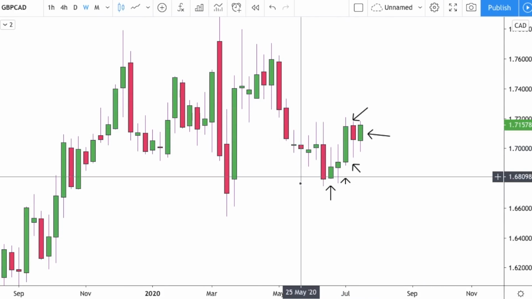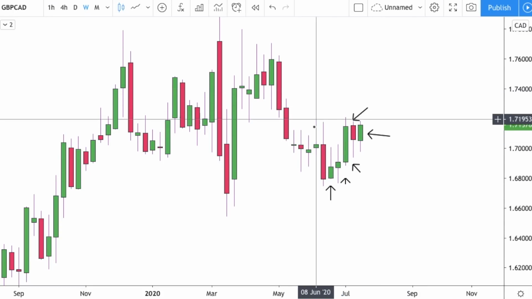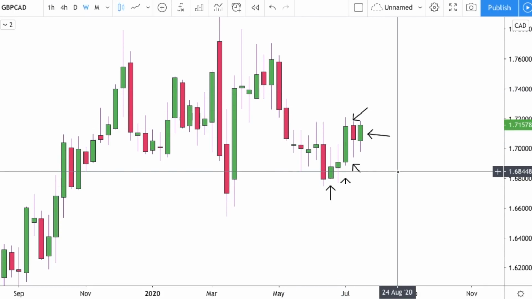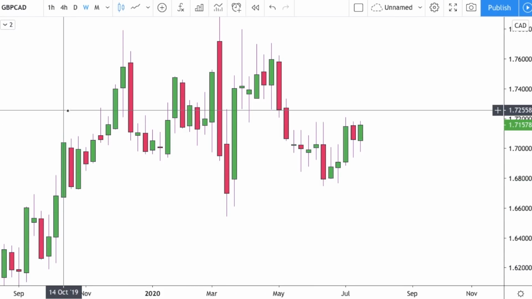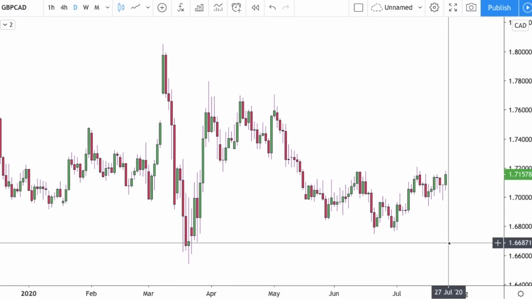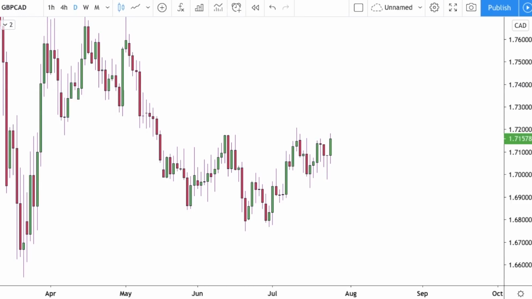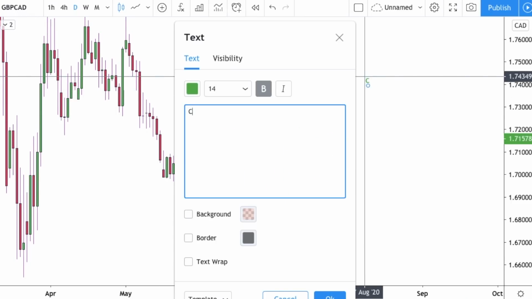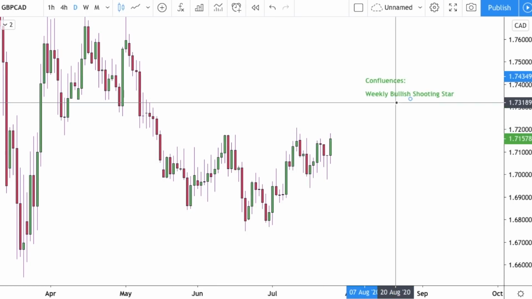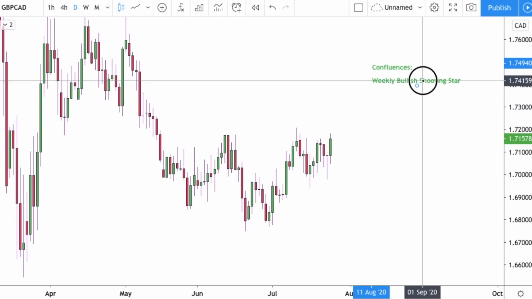So with that being said, and looking at this price action just on the weekly time frame, our bias is going to be bullish. Now we have to drop down to the lower time frames to establish and strengthen our overall bias, which we just mentioned was bullish. So what I'm going to do right now is write our confluences down so we have them in chat, so we know what they are. Confluences, okay. Then we have the weekly bullish shooting star, okay. So the first confluence that we have is the weekly bullish shooting star.